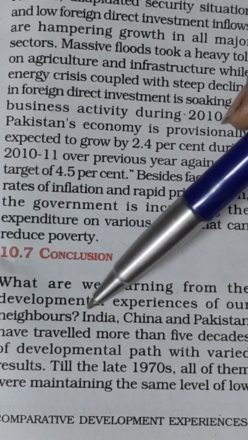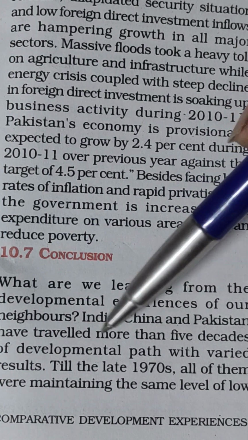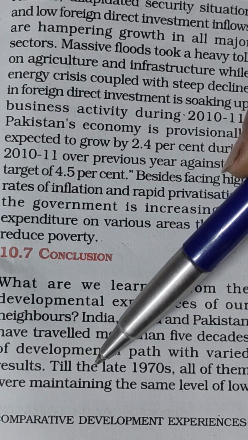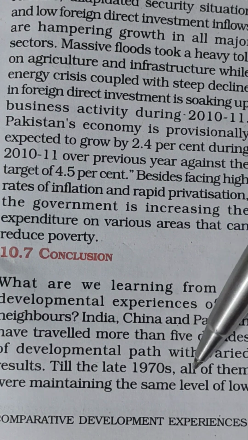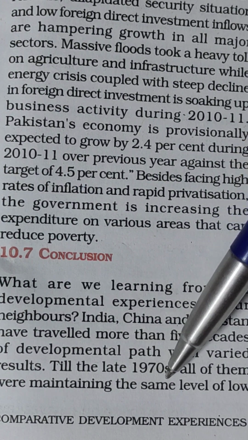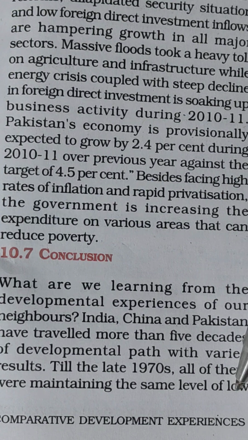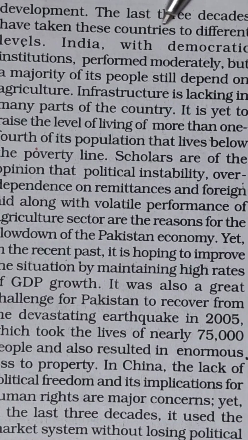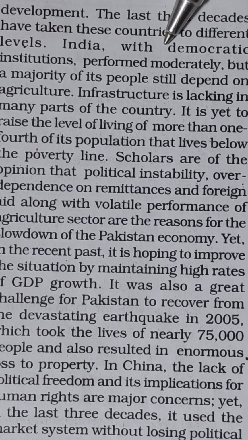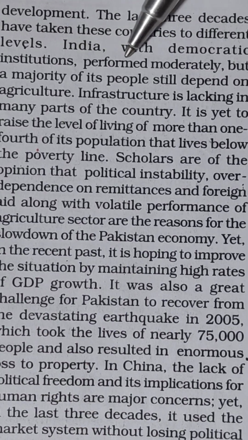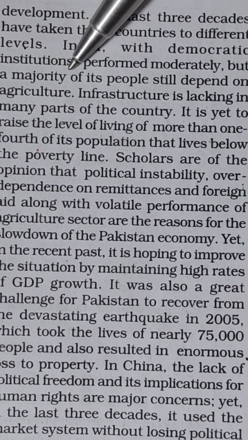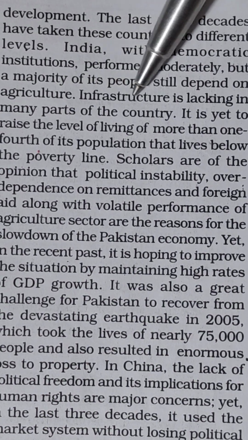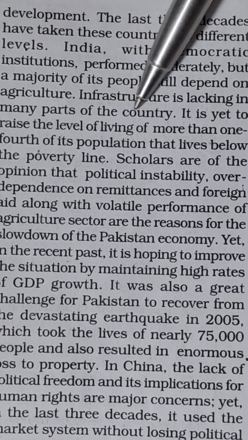India, China, and Pakistan have traveled more than 5 decades of developmental path with varied results. Till the late 1970s, all of them were maintaining the same level of low development. The last 3 decades have taken these countries to different levels. India, with democratic institutions, performed moderately, but a majority of its people still depend on agriculture. Infrastructure is lacking in many parts of the country.